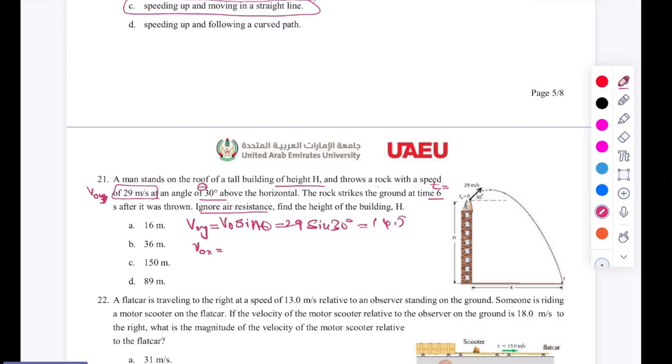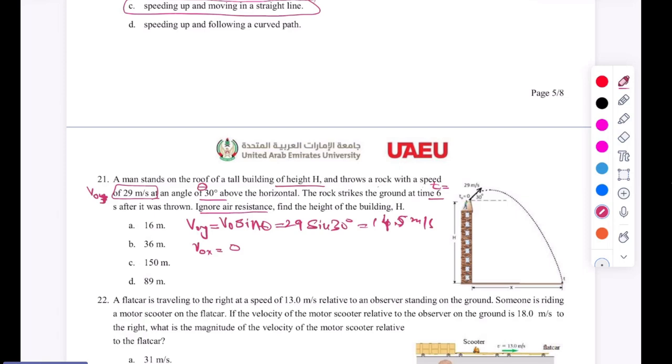Doctor, what is the value of the v naught? It's 14.5. Doctor, you have the sine and cosine. Sorry? You have the sine and cosine.